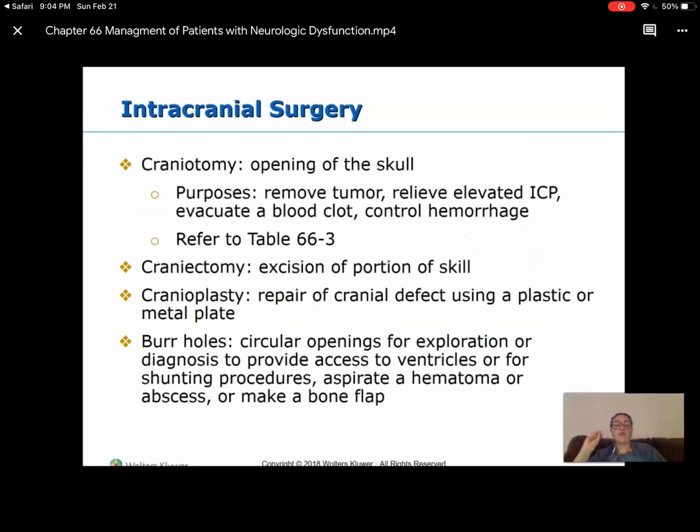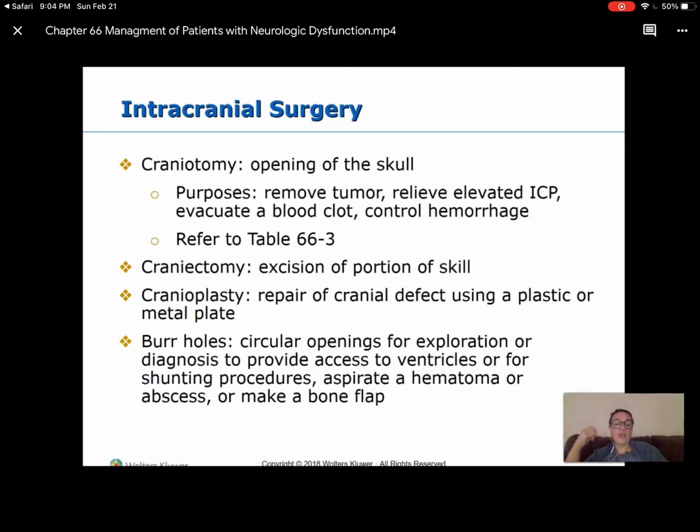Okay, so surgery, craniotomy. I told you earlier, we move a portion of the skull to allow the brain to swell. It removes tumors. It relieves elevated ICP. That's what I'm talking about right now. It removes a blood clot possibly from the injury, and controls hemorrhage. This is one of the biggest ways to control a brain injury and hopefully to allow it to heal and run its course.